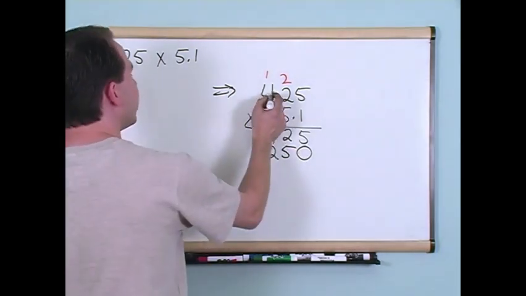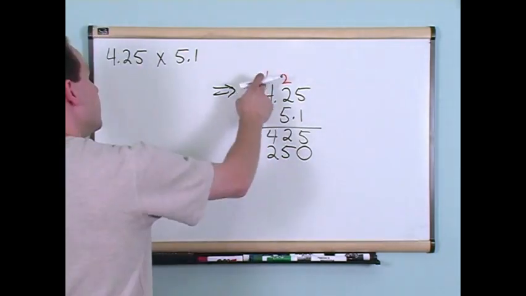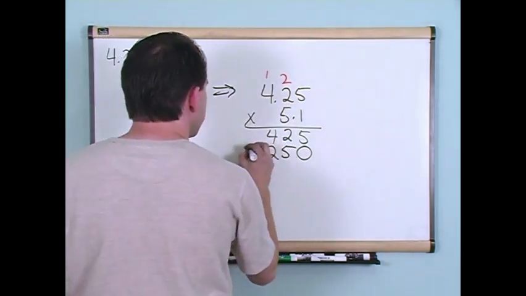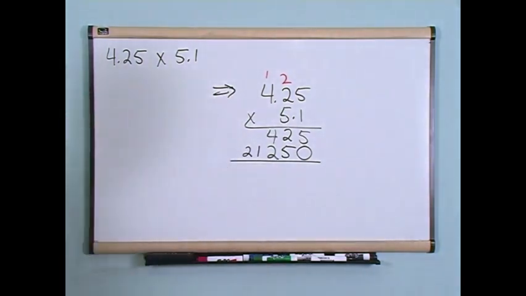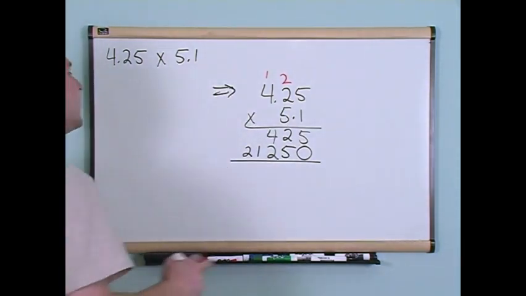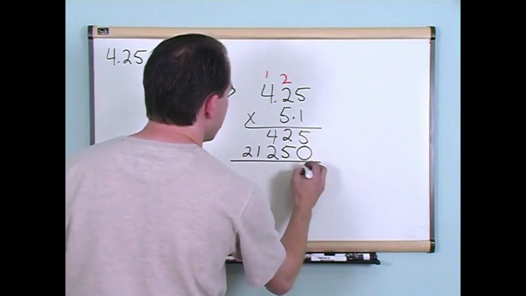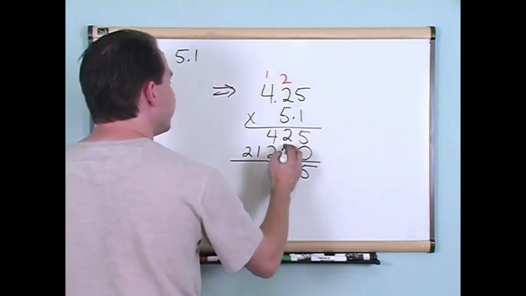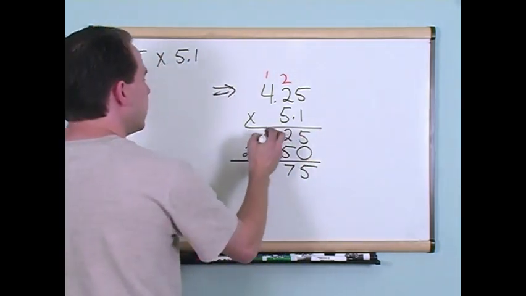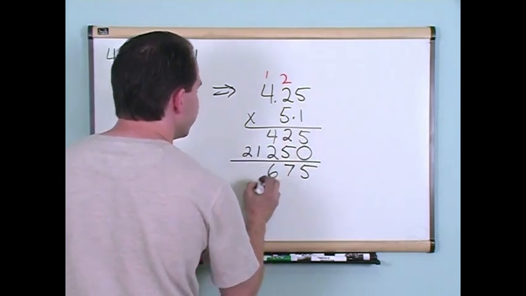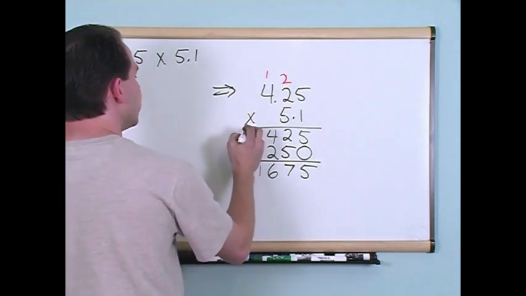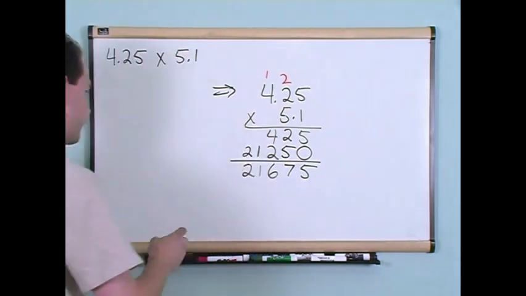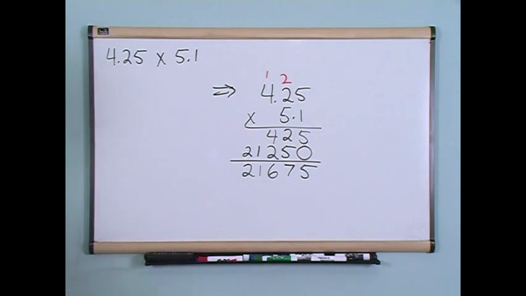Now 5 times 4 gives me 20, but I got to add my 1, so that's going to give me 21. So I do the multiplication exactly as if there's no decimals here anywhere, okay? Now I just add up. 5 plus 0 gives me 5. 2 plus 5 gives me 7. 4 plus 2 gives me 6. 1 plus 0 gives me 1. 2 plus 0 gives me 2. Okay? So I have 2, 1, 6, 7, 5 on the bottom.